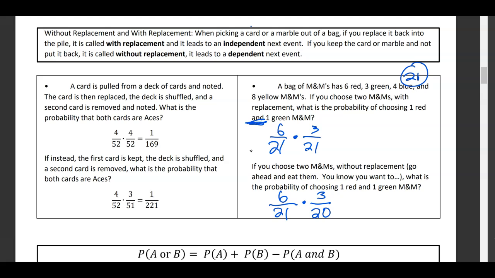Now, if this had been the probability of red and red without replacement, then it'd be 6 out of 21, and then there's only 5 reds and 20 total, etc. So you just have to pay attention that when you do it without replacement, there's a fewer number in there. Look at the new situation and then determine what the probability is.